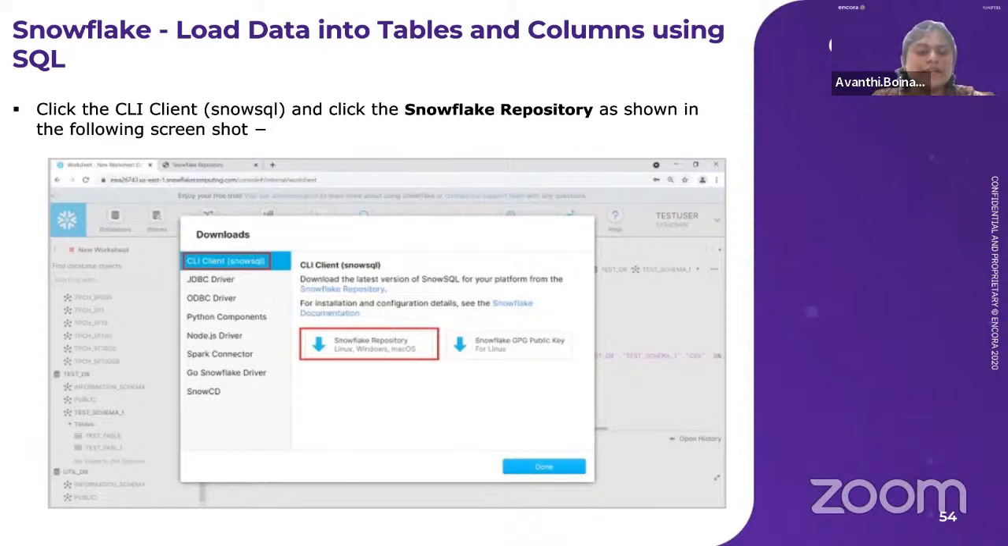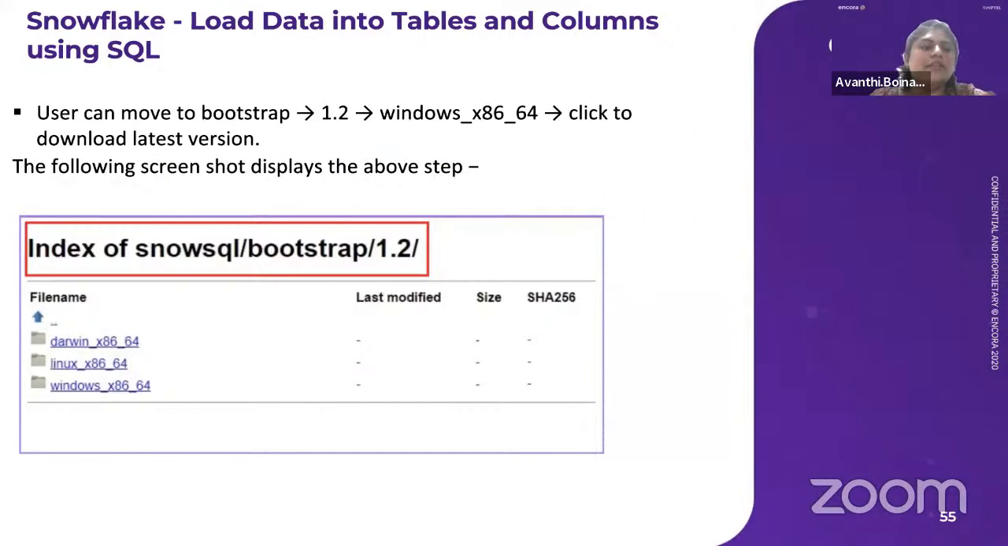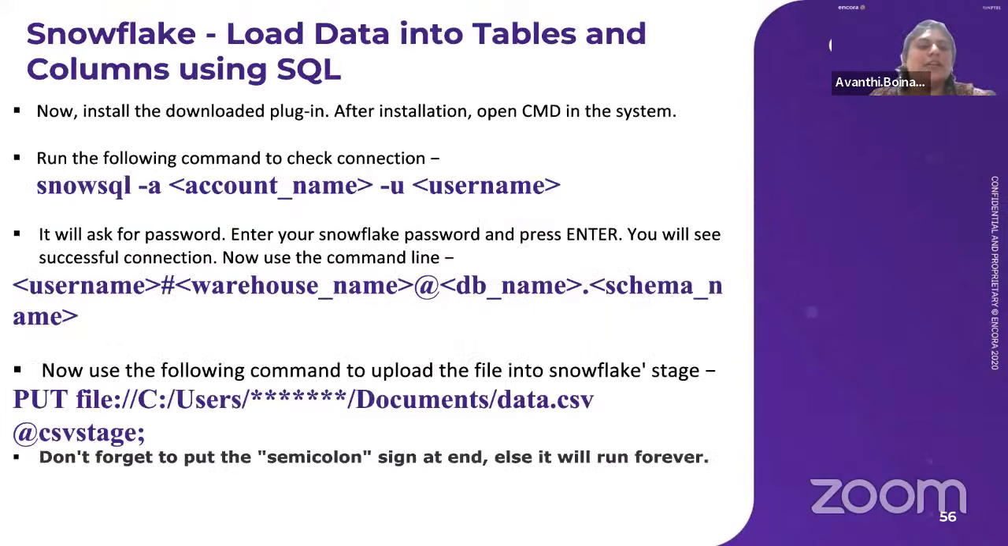On clicking the CLI client, you will see the Snowflake repository over here. Click on Done. Then you can move to Bootstrap. So Windows 86-64, click to download the latest version. We need to download the latest version over here. This is the screenshot for that. After that, load data into tables and columns.